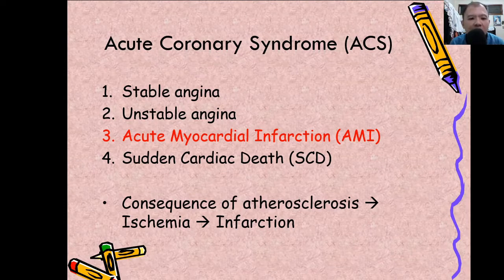Then next we have sudden cardiac death, which we know is a consequence of ventricular fibrillation or atrial fibrillation, whether there is a presence of an infarction or not. That is sudden cardiac death. And this acute coronary syndrome is a consequence of atherosclerosis. We already know that, leading to ischemia and infarction.